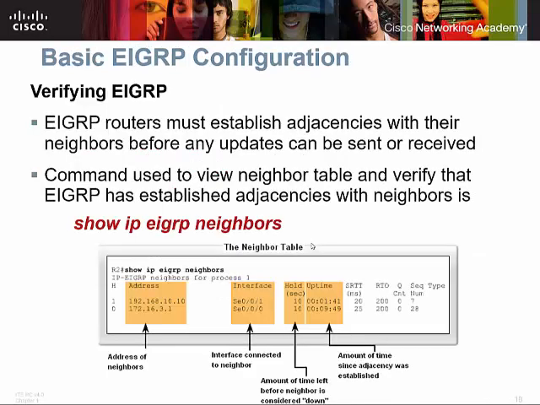How do we know it's working? How do we test it? Well, we have a few commands we can use. Remember, EIGRP routers form adjacencies. So they have neighbors they're going to talk to. The show ip eigrp neighbors command will show you all the adjacencies. It'll show you for how long they've been talking, right? And their IP addresses.